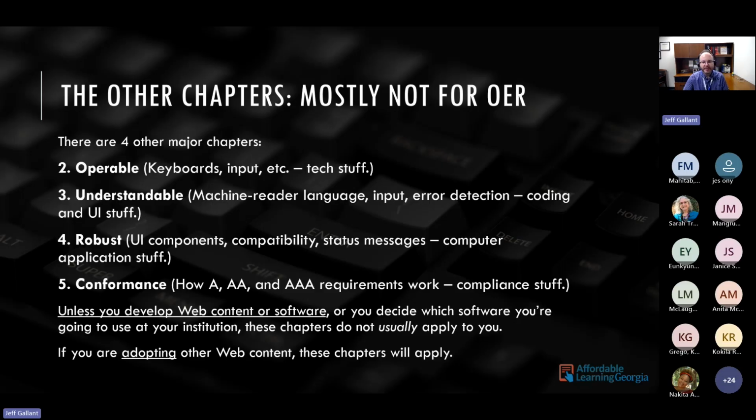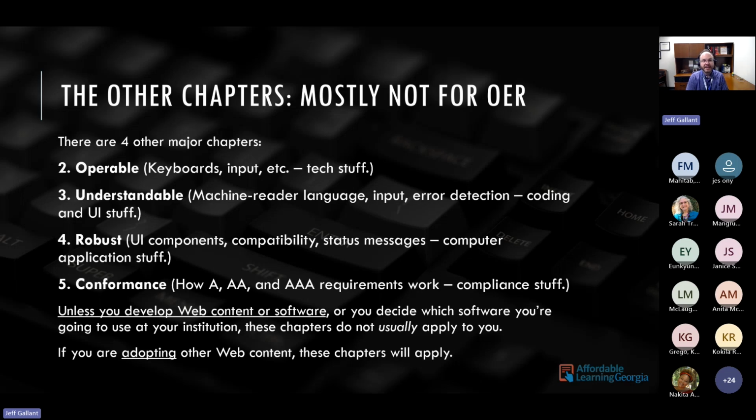There's also whether or not something is understandable, making sure that machine readers can actually understand what it is. Part of that is sometimes when you make a textbook, you can indicate what language it's in, and you can say, this is in English. This helps screen readers. That's kind of part of chapter 3, but it's a little thing.